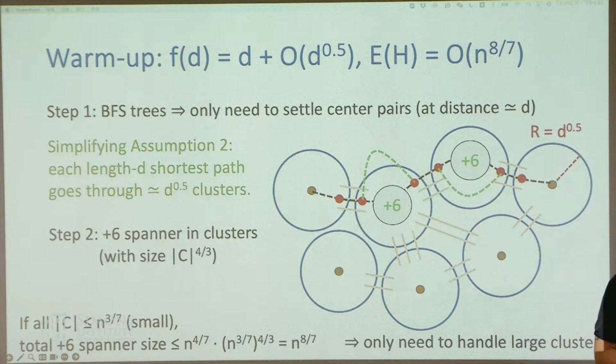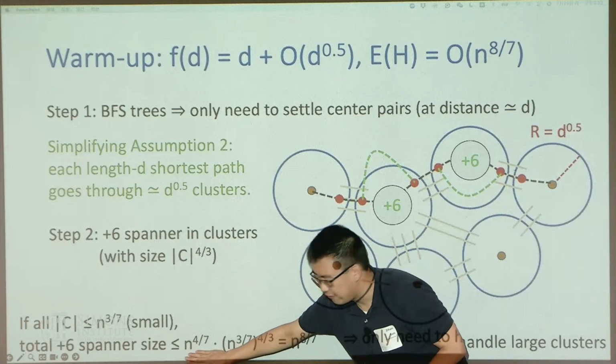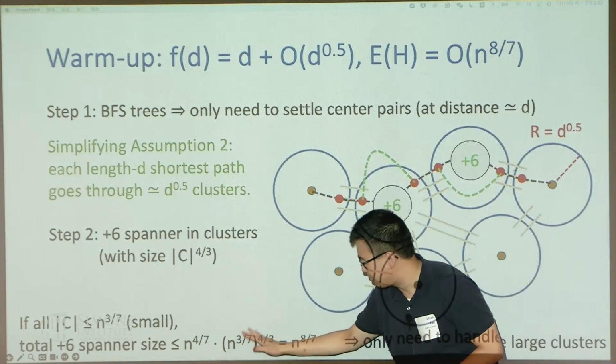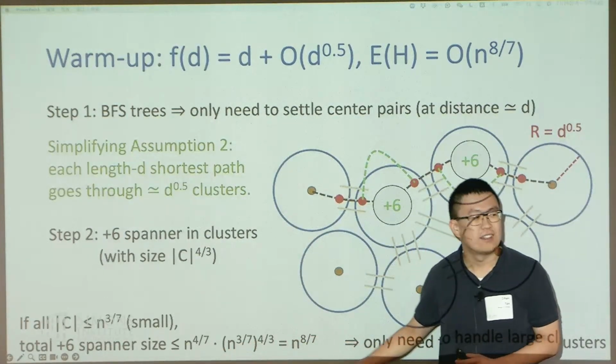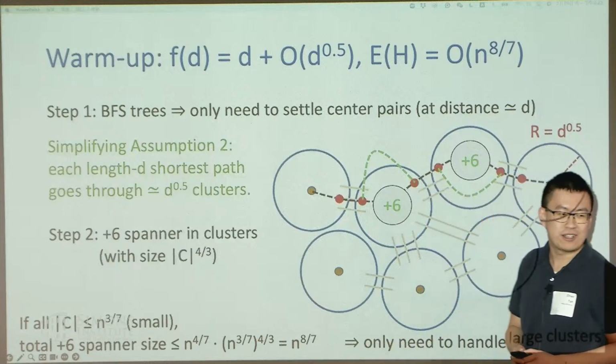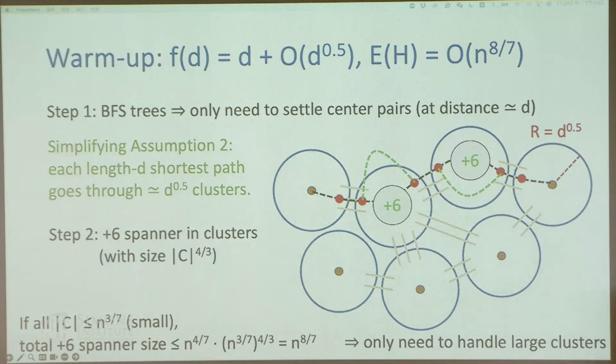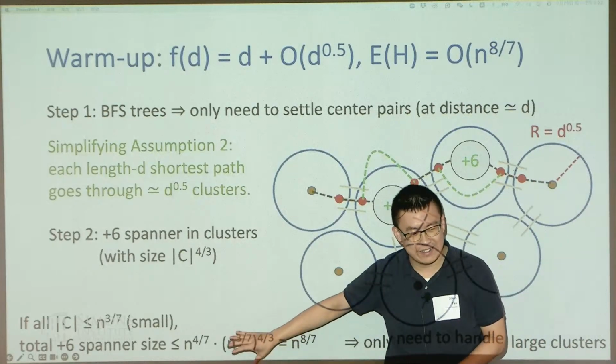There are two n^(4/7). Okay, this is the number of clusters. This is the size to the 4/3. The first factor is the number of clusters. So the total size eventually we want. So you assume C is n to the 3/7, or upper bounded by n to the 3/7? Upper bounded by, because if it is even smaller, the overhead is even smaller.